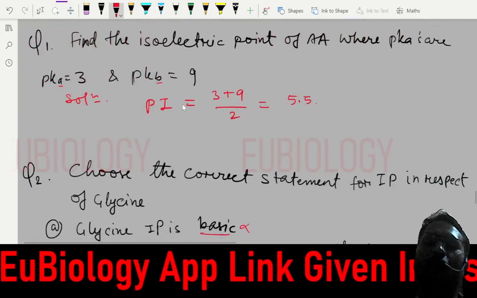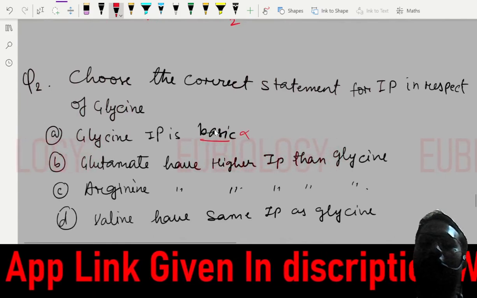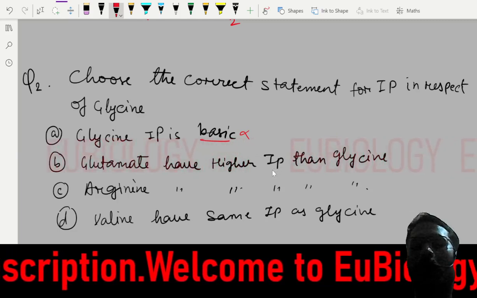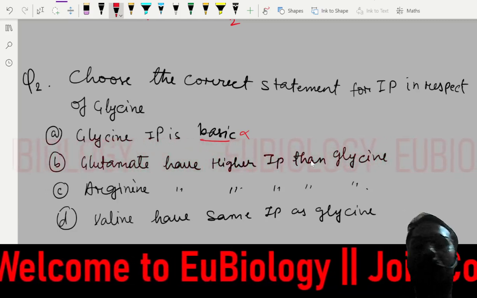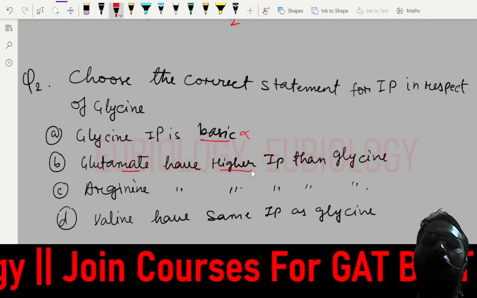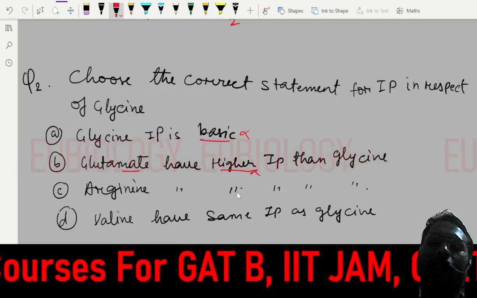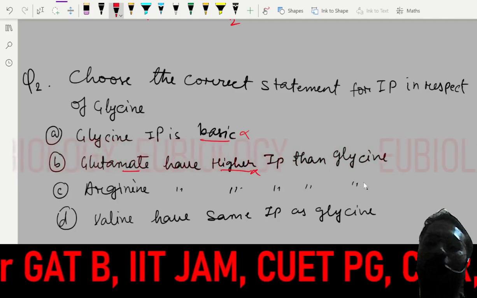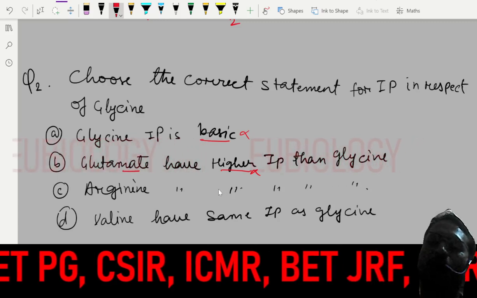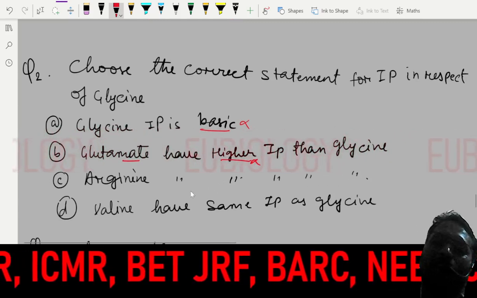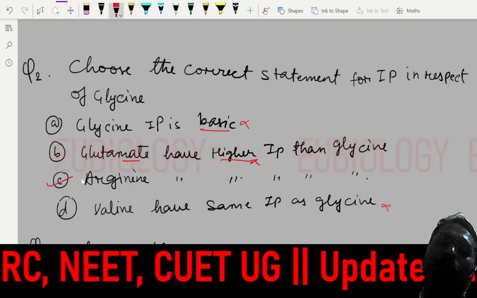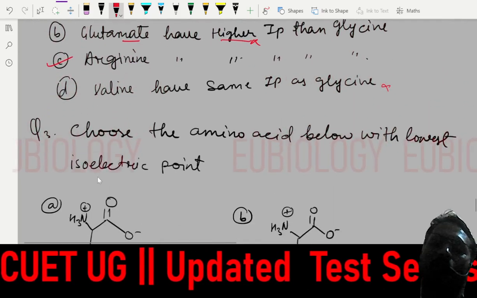Now the second statement says glutamate has a higher isoelectronic point than glycine. Glutamate is acidic, so it should not be higher, it should be lower. This is wrong. Arginine has a higher isoelectronic point than glycine. Arginine is basic, so it can have a higher isoelectronic point than glycine. Okay. Valine has the same isoelectronic point as glycine. This is a false statement. So the correct answer will be C. Let's see another question.